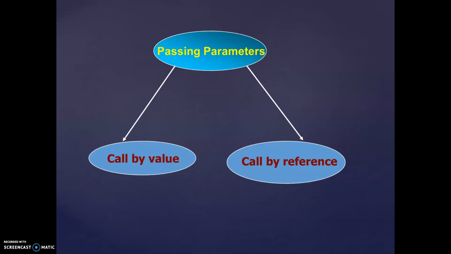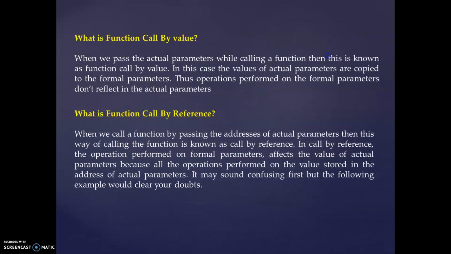The parameters, or the arguments, are passed through two methods. One is called call by value, and another one is call by reference. So, what are these call by value and call by reference?